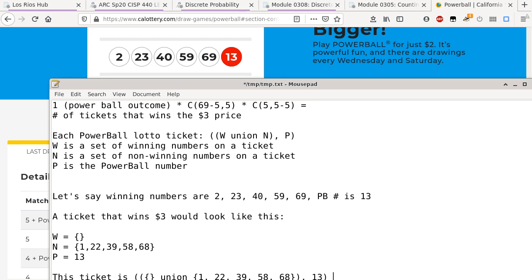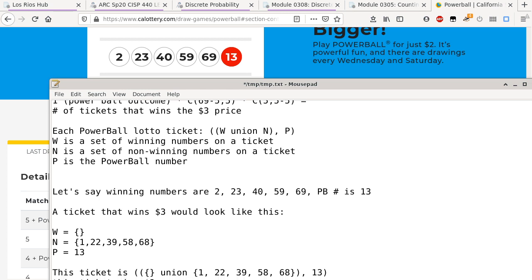So this ticket wins $3. Okay, so now the question is, how do I generate all the tickets that will also make $3? Okay, so now the question is, how do we generate all tickets that win $3?